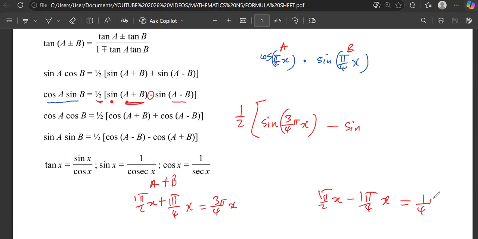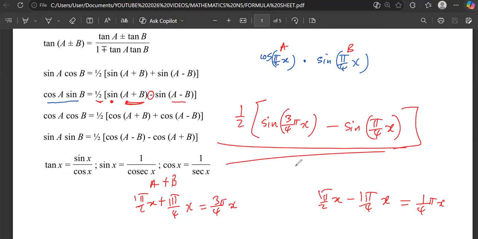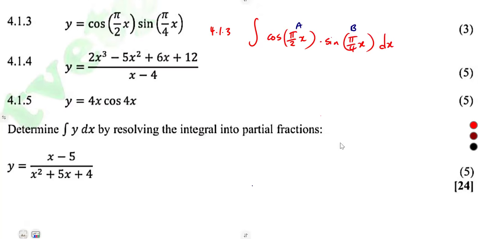So that's 1 over 4 pi x, which is simply pi over 4x. All right. So this is what you're going to have after expanding. I'm going to take this as it is, guys. So bear with me here. This is the one that I'm going to take and write here.